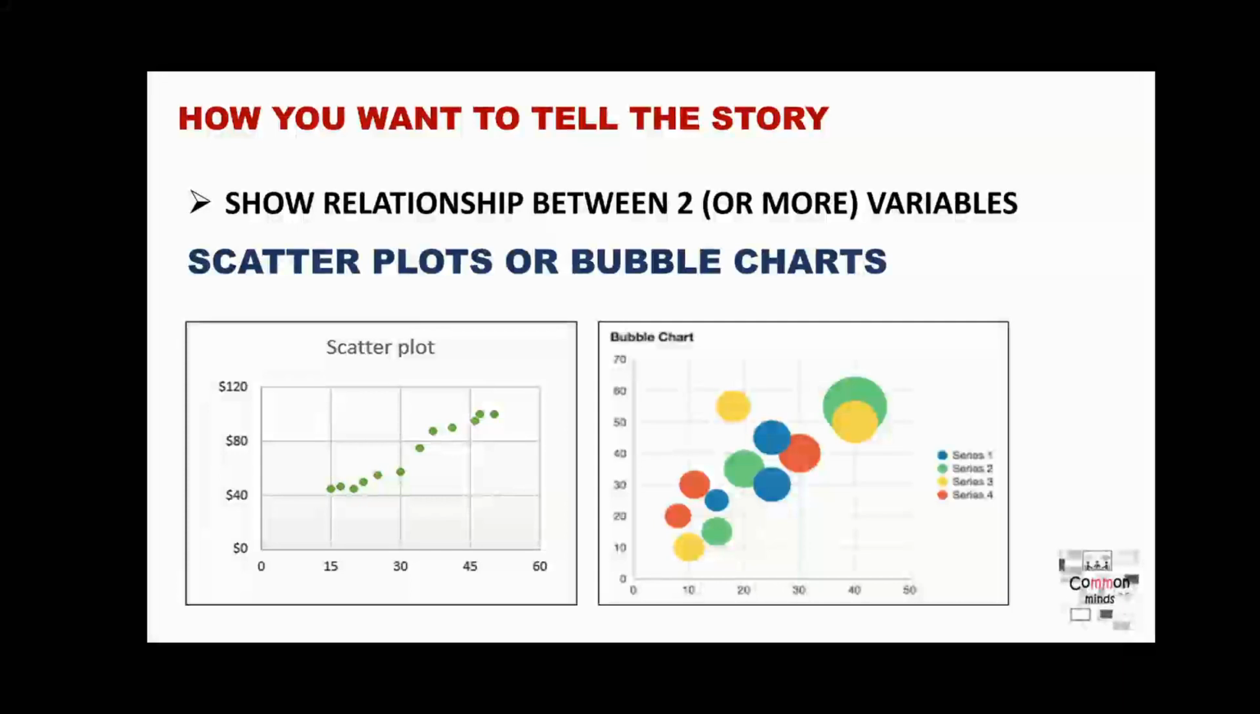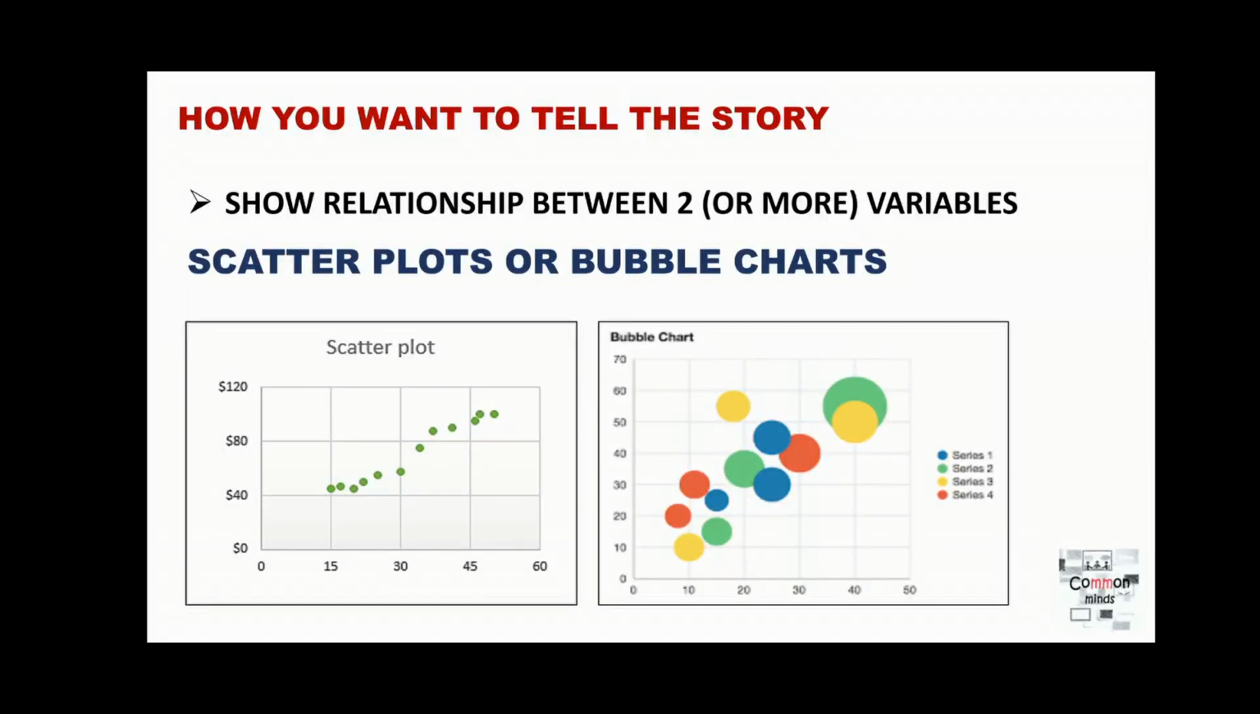Now, if you want to show the relationship between data points, scatter plots or bubble charts are quite effective. If you have one data point, you can use a scatter plot. If you have multiple data points and you want to show the relationship between them, then bubble charts are a good example.